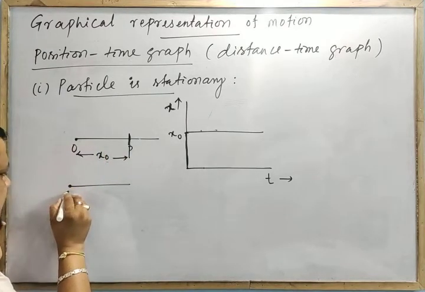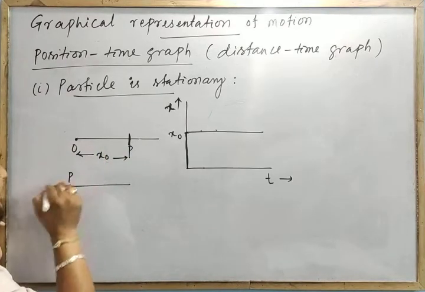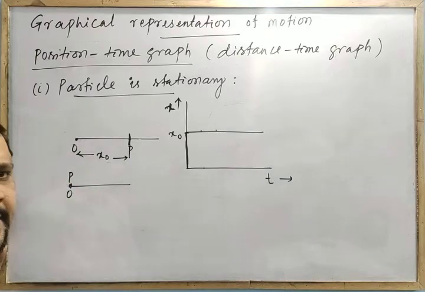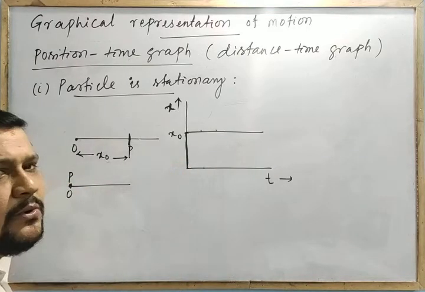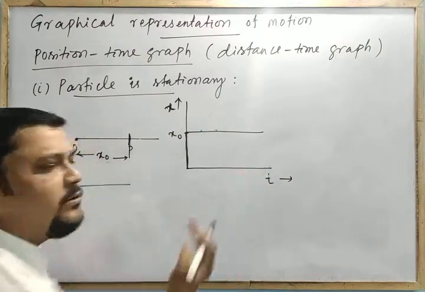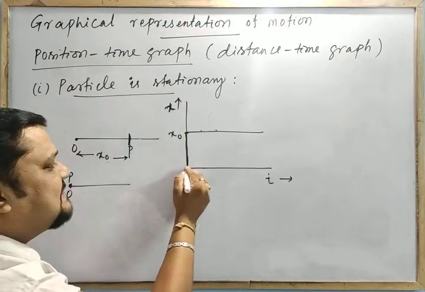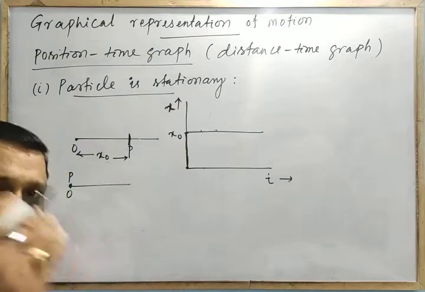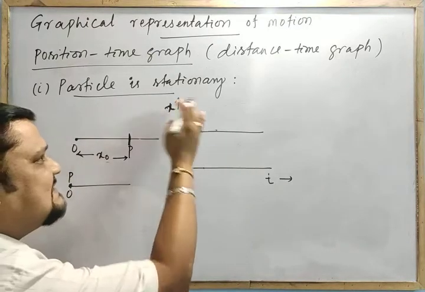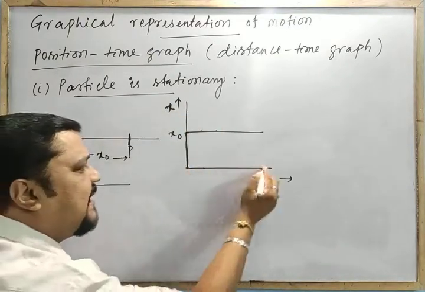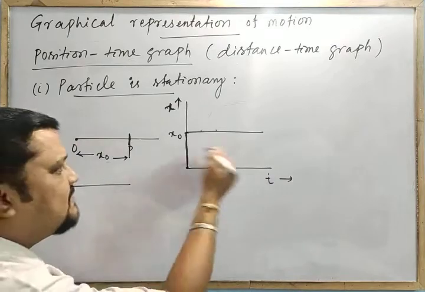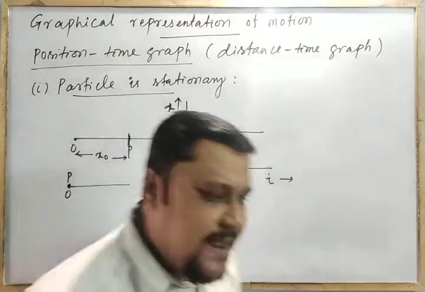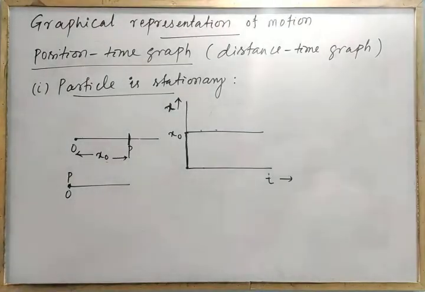So the particle is at the origin, meaning O and P coincide at the same point. Then in that case, this line is parallel to the time axis because the position is 0, or you can say the distance s is 0, it has not covered any distance. So if you make this distance time graph, it is also along the time axis because it is 0. Clear?